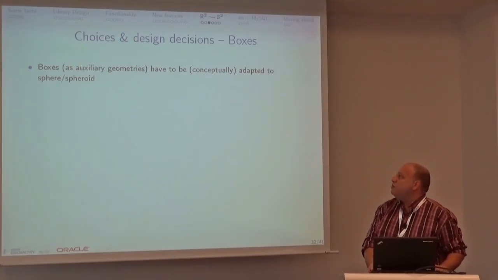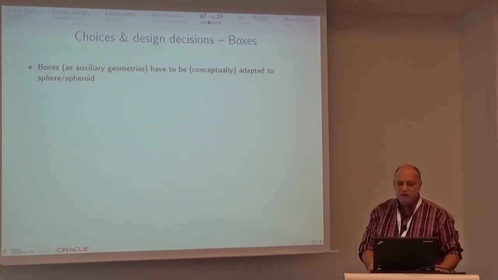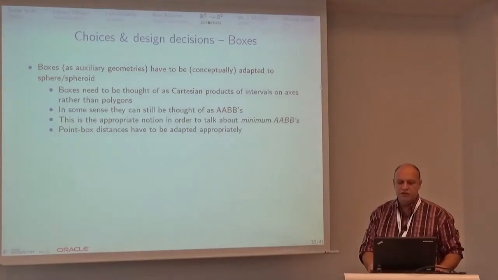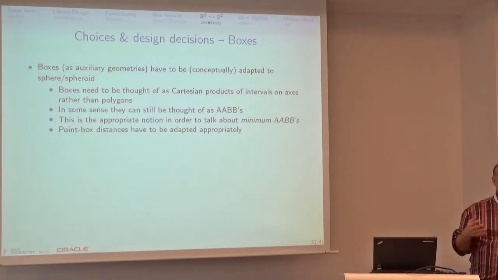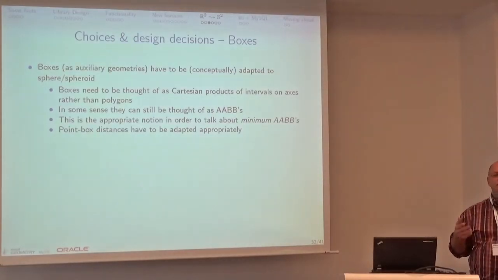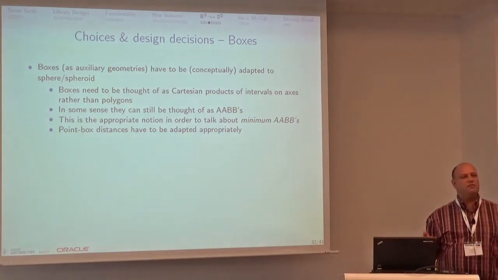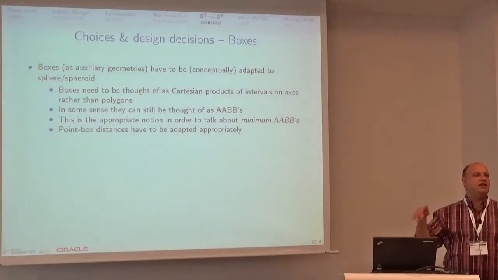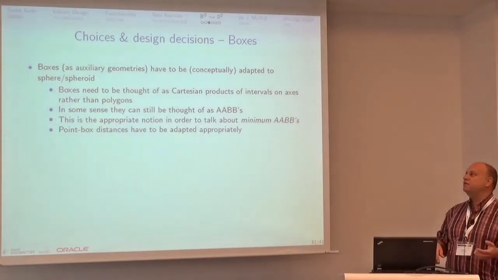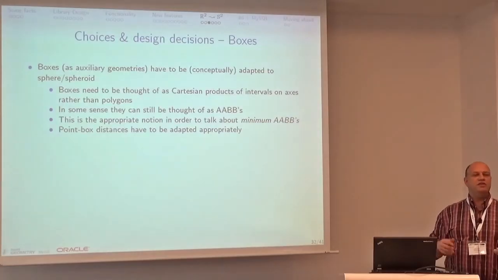They have to be somehow adapted to what it means to have a box on the sphere and the spheroid. The way that I think about it is that boxes or rectangles, you can think of them in 2 different ways. One way is to think of them as polygons, so it's just a polygon that happens to be axis aligned. The other way is thinking of them as Cartesian products of intervals.